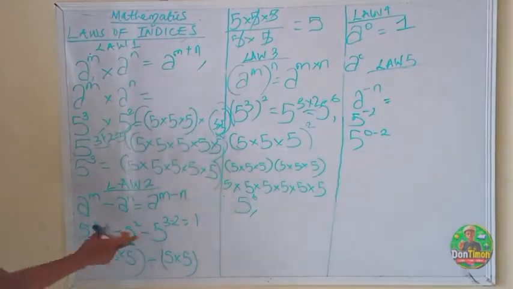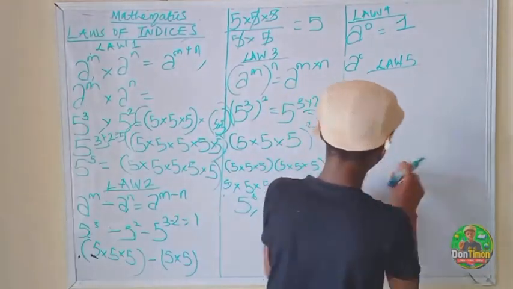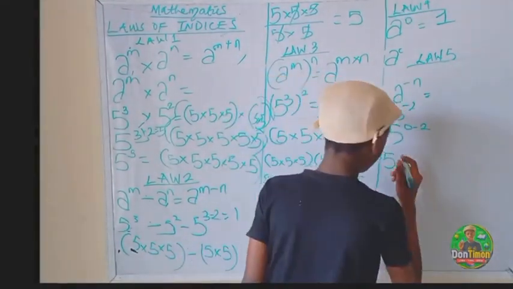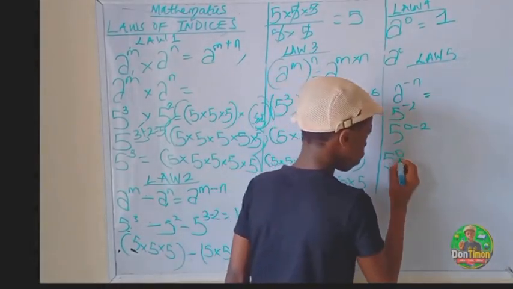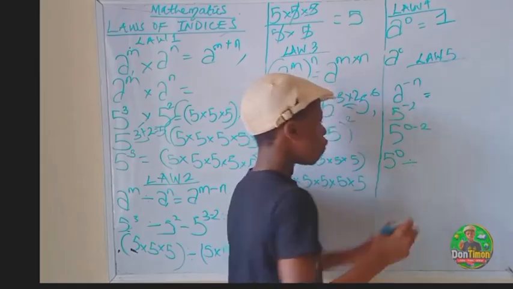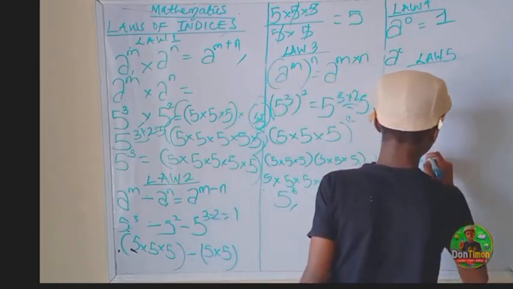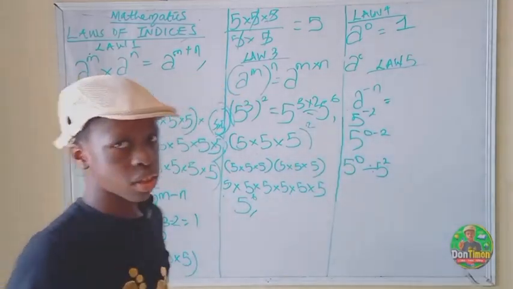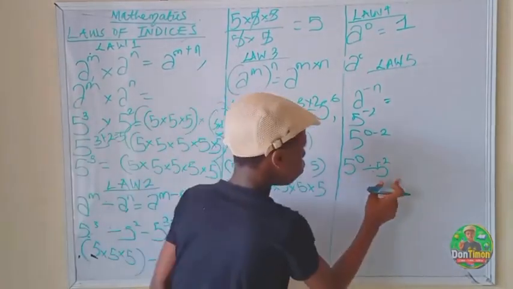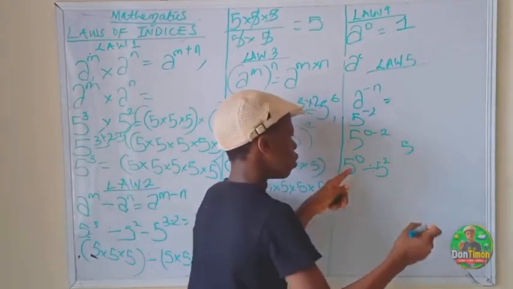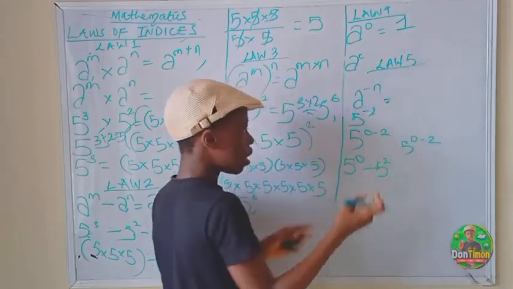Instead of picking one base and doing the subtracting, we do it in reverse, which is 5 raised to the power of 0, we start from this 0, divided by 5 raised to the power of 2. Because the minus is already gone, it's part of the law. If we try to combine this, we pick 5 raised to the power of 0 minus 2. We basically got the same thing.